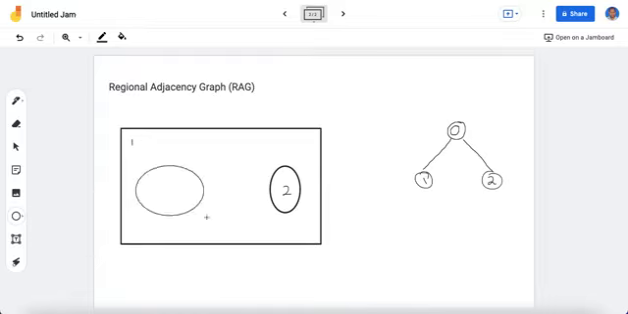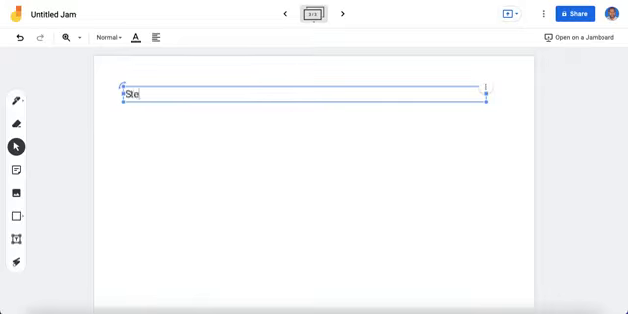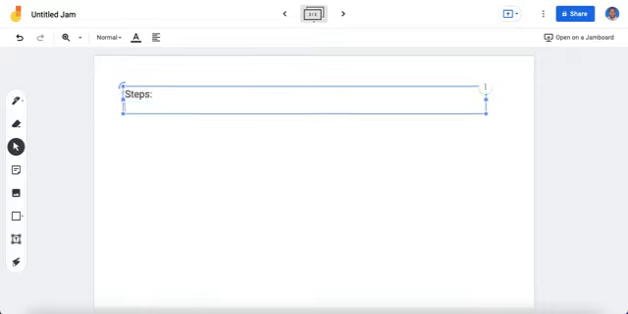How your regions are connected and how they are segregated, we can easily understand from the RAG. With that understanding, we are supposed to understand the steps involved in splitting and merging. So let me write the steps involved in the region splitting and merging algorithm. This is going to be the steps involved in the split and merge algorithm.